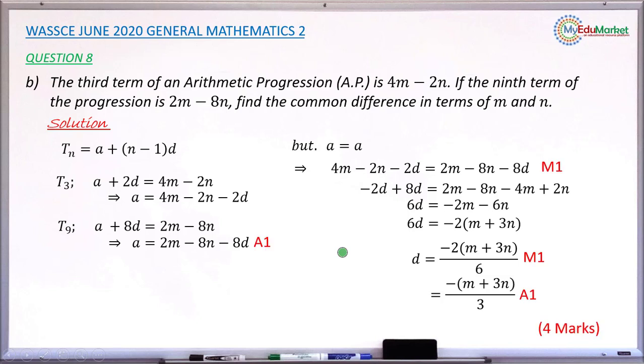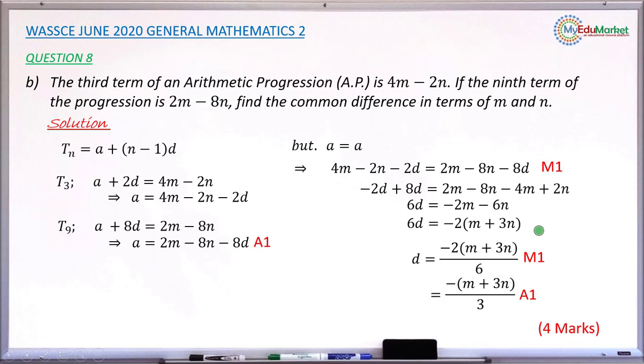Let me quickly share with you the mark distribution for this question as it is in the marking scheme. The very first mark is accuracy 1 mark, if we were able to find the correct expression for the first term of this AP as A equals 2m minus 8n minus 8d, or as A equals 4m minus 2n minus 2d, either one is correct. Next mark is for equating the expressions for the first term of the AP and arriving at this equation, 4m minus 2n minus 2d equals 2m minus 8n minus 8d. You have this method 1 mark.